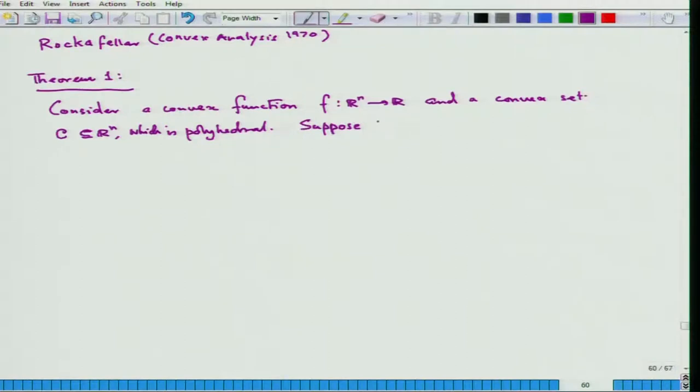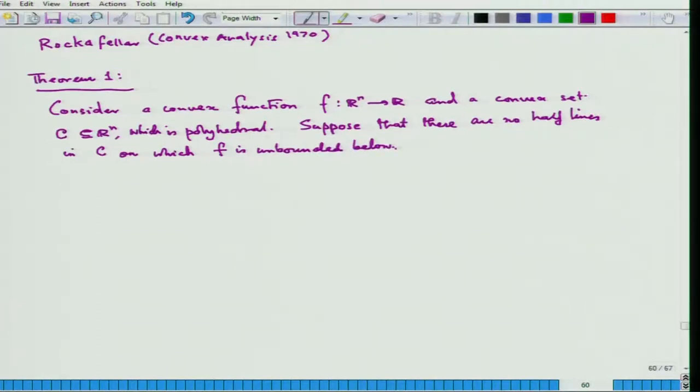suppose that there are no half lines in C on which f is unbounded below. This is a very, very important result. Then f attains its supremum over C. So, it is a condition under which the supremum is achieved. So, basically you can find the point of maxima of a convex function on a polyhedral set if this condition holds. Another result which is also from Rockafellar is the following.